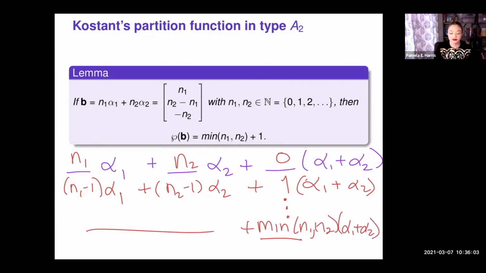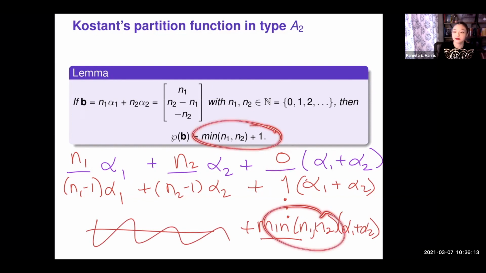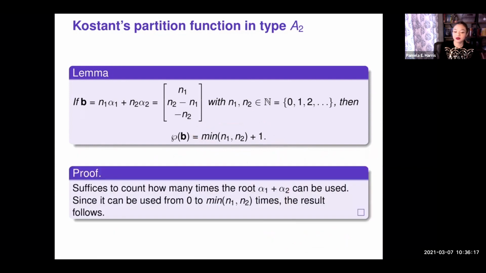Yeah, I'm going to be lazy. Okay, the corresponding thing there. So how many did we see? Well, you start counting at 0 and you go to the minimum. That means you have the minimum plus 1. And so again, that was kind of an example, but the proof is you just count how many times you use this vector. And you can use it at most the minimum, and then because you started at 0, you get that plus 1.